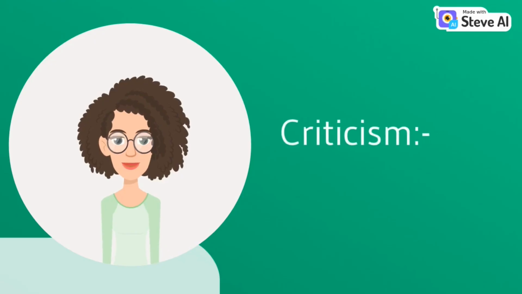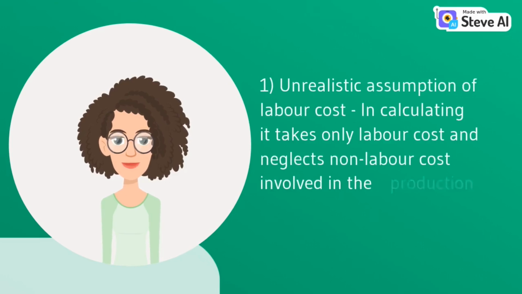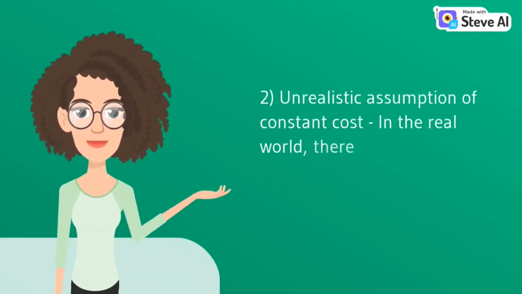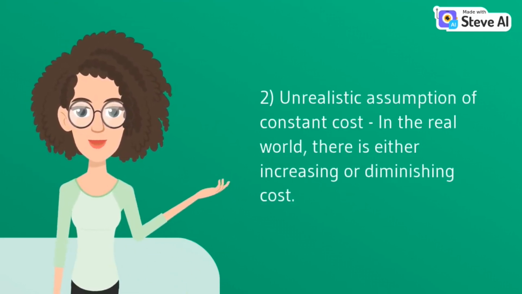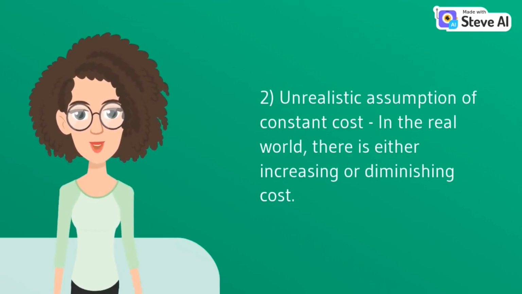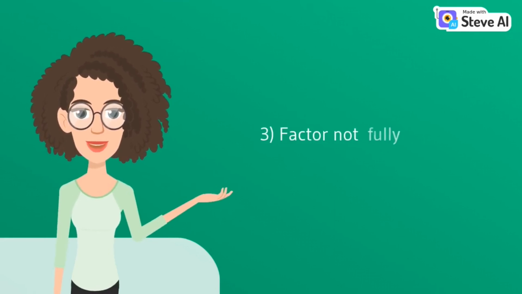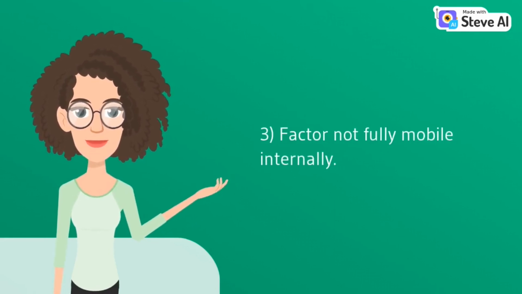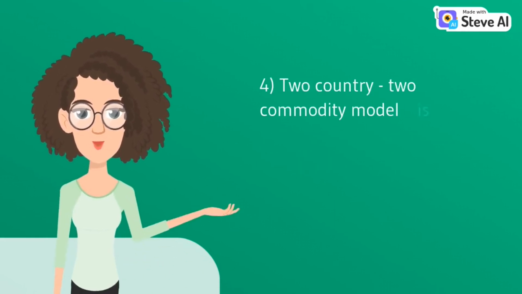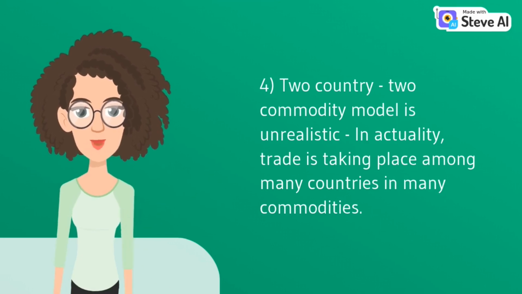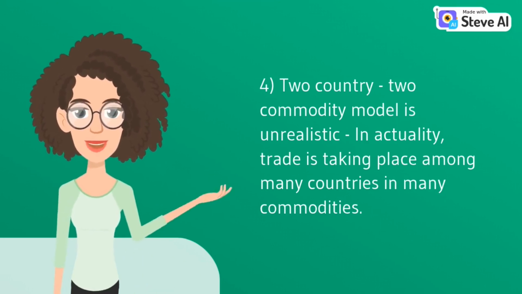Criticism. 1. Unrealistic assumption of labor cost. In calculating, it takes only labor cost and neglects non-labor cost involved in the production of commodity. 2. Unrealistic assumption of constant cost. In the real world, there is either increasing or diminishing cost. 3. Factors not fully mobile internally. 4. Two country, two commodity model is unrealistic. In actuality, trade is taking place among many countries in many commodities.